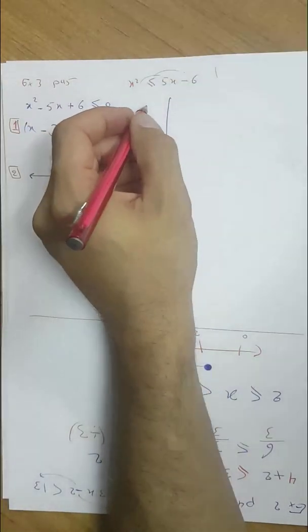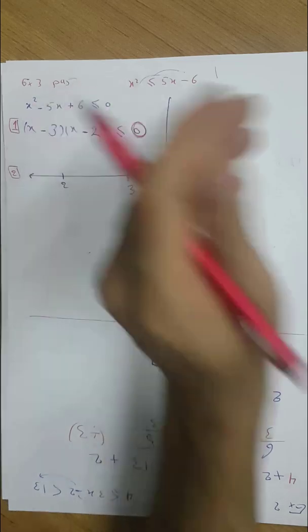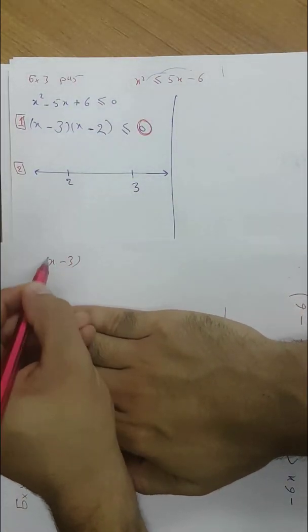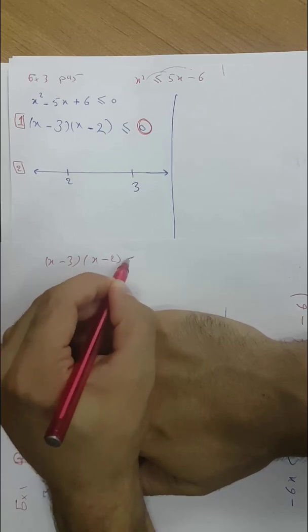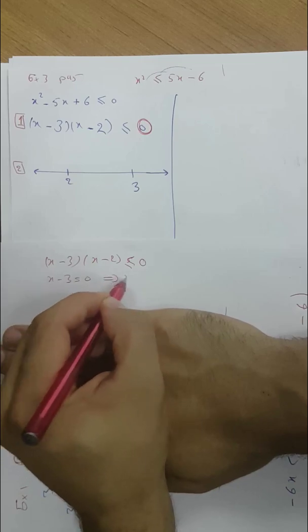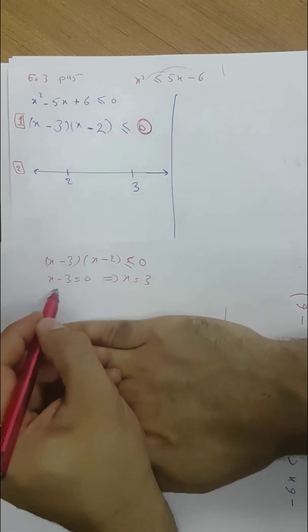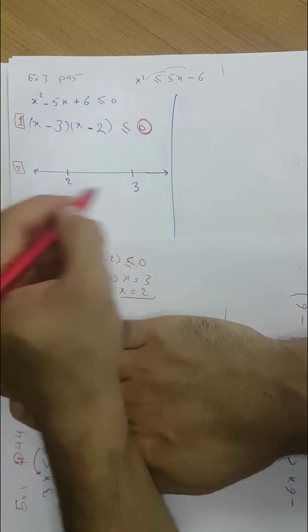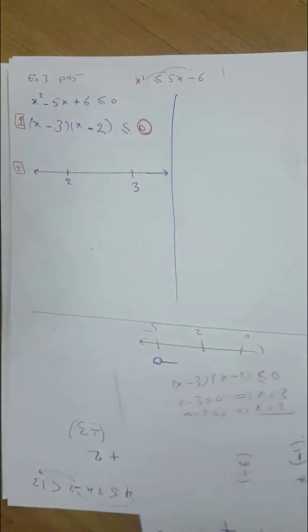We do it for you here. X minus 3, x minus 2 is equal to 0. So in this case, I say x minus 3 is equal to 0. Then x will be 3. How about this one? X minus 2 equal to 0. So x will be 2. So that's why I put the zeros here.